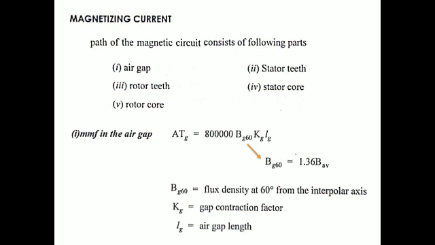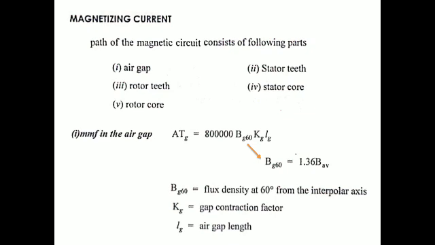The path of the magnetic circuit consists of the following parts. The magnetizing current is calculated by finding the mmf on the air gap, the mmf on stator teeth, the mmf on rotor teeth, the mmf on stator core, as well as the mmf on rotor core. Let's see one by one. The thing is simple: we find the 5 mmf values at different locations of the induction motor. After calculating these and adding them all, we can easily find the total mmf, and with this total mmf we can find the magnetizing current.